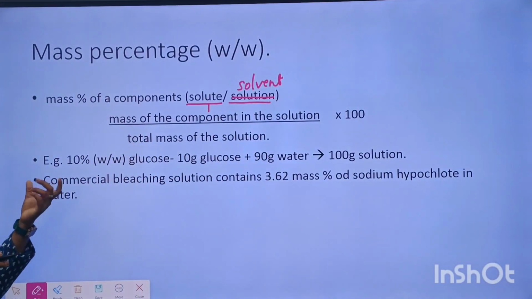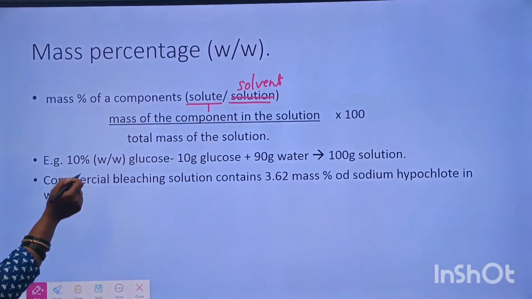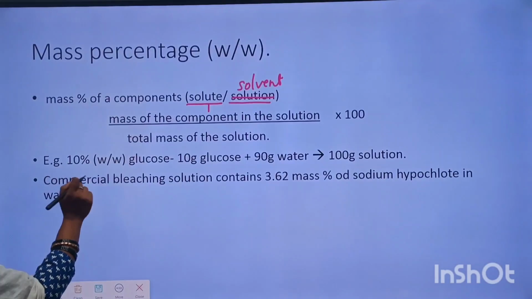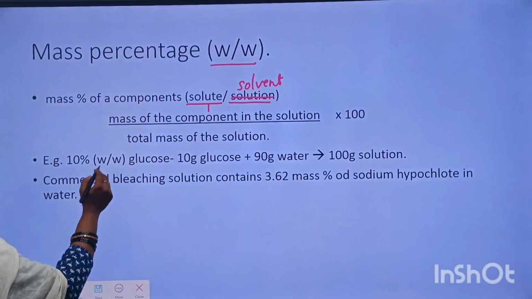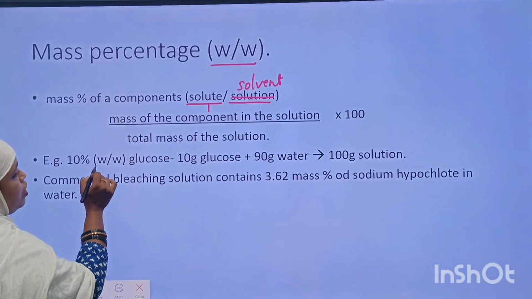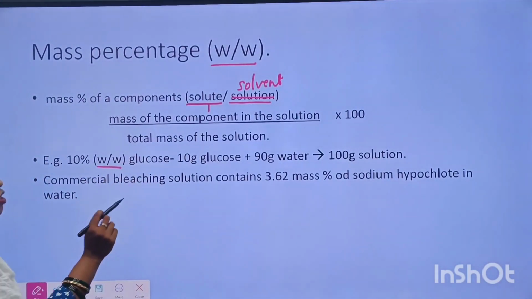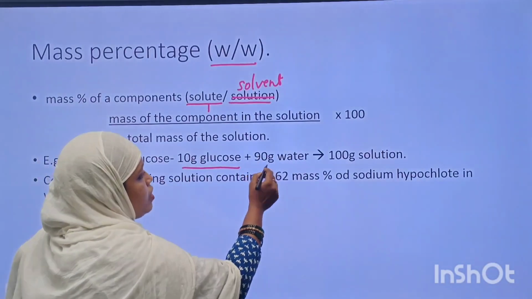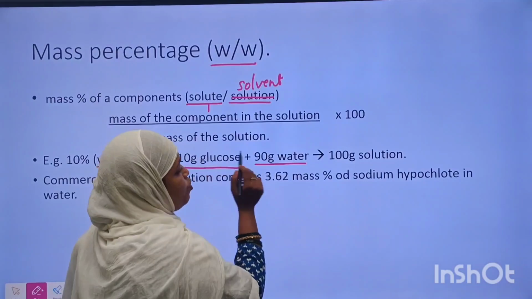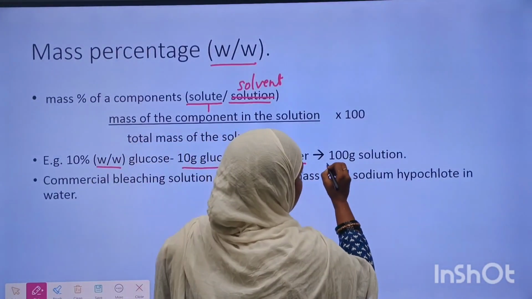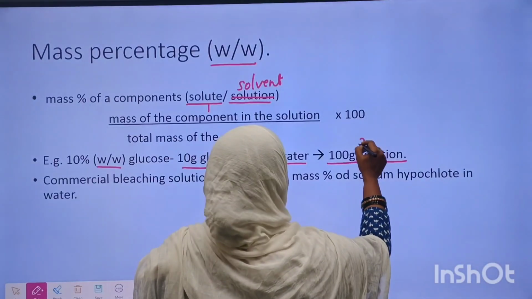Now sir, I have given an example of 10% glucose. How will I find the mass percentage? Here mass percentage is denoted by weight by weight. So when we have 10% W by W glucose, it means 10 grams of glucose plus 90 grams of water makes a 100 gram glucose solution.